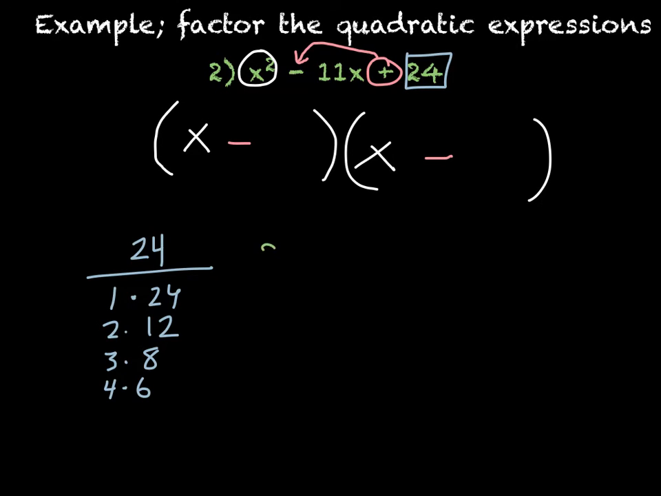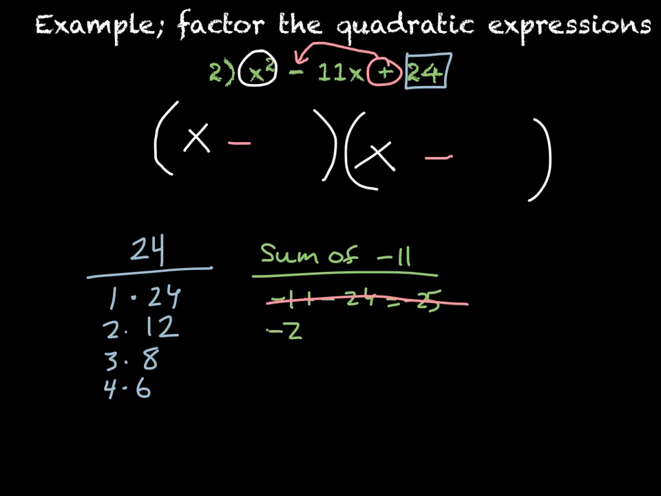And then I need to find the sum of negative 11. And since they're both the same, both numbers are going to be negative. So negative 1 plus negative 24 is negative 25. So it's not that one.